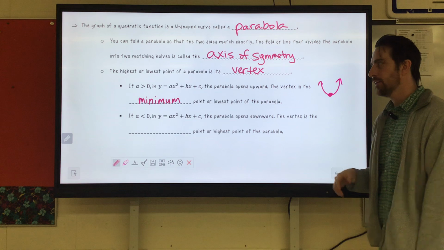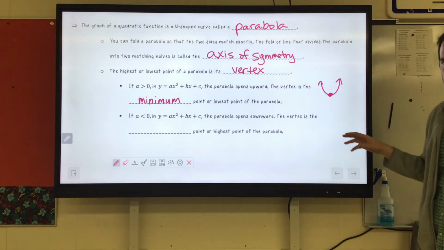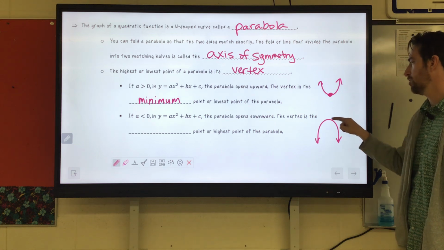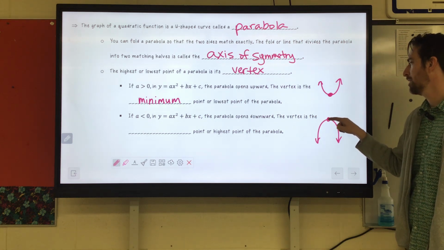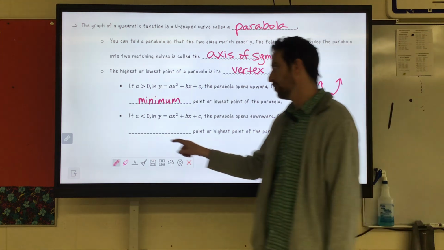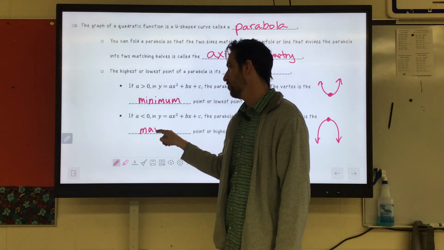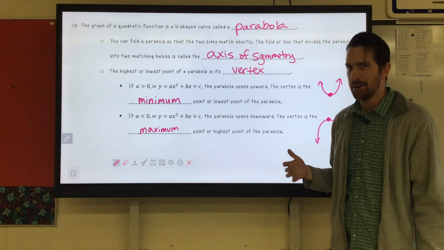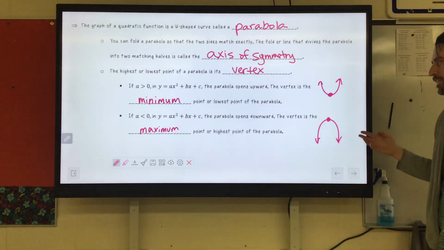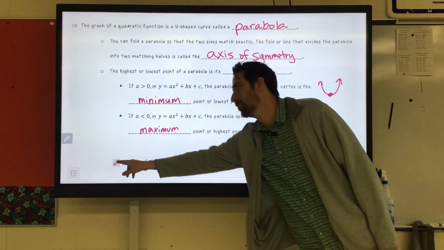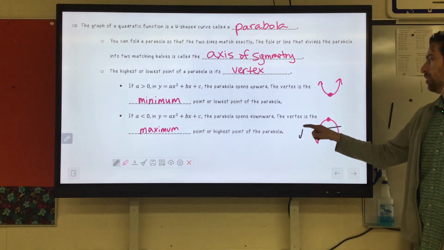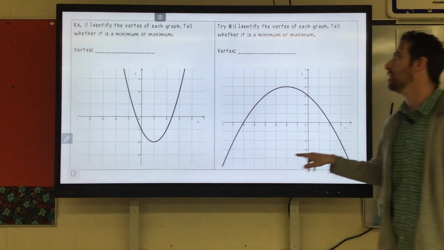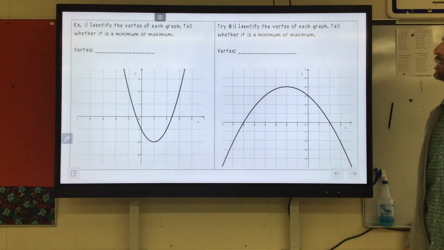But if a is less than 0, if a is negative, it's going to make that parabola go upside down. So the vertex is at the top, and they call that the maximum point, which makes sense. If you had to guess which one is at the top, maximum or minimum, you would guess the maximum, right? That's the highest point. Also, it kind of looks like maximum.